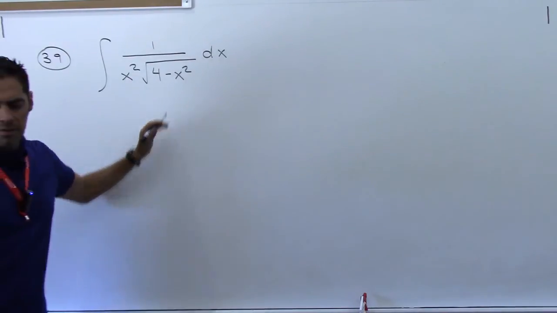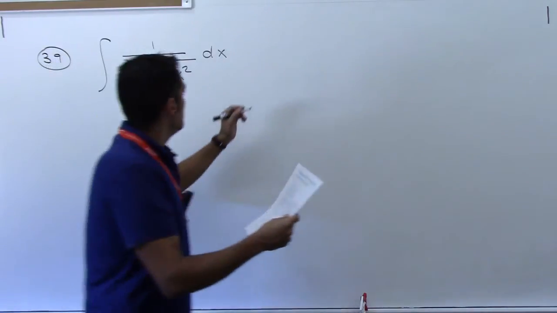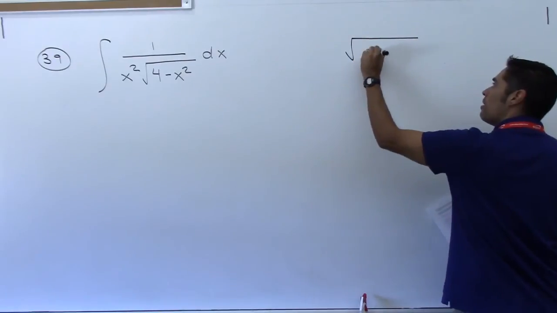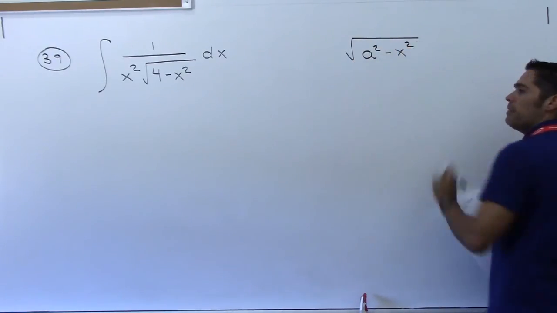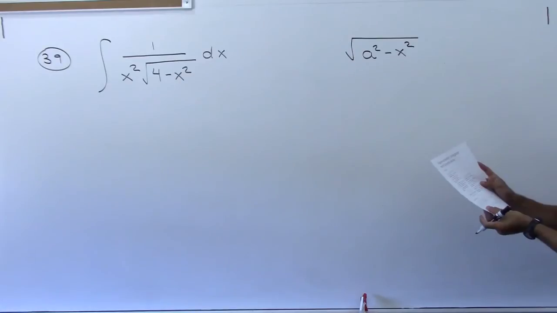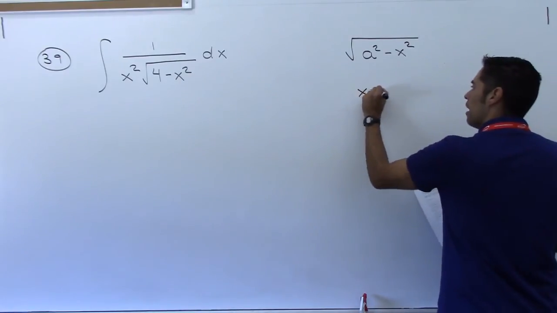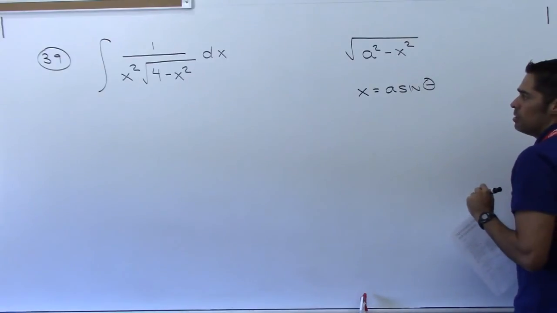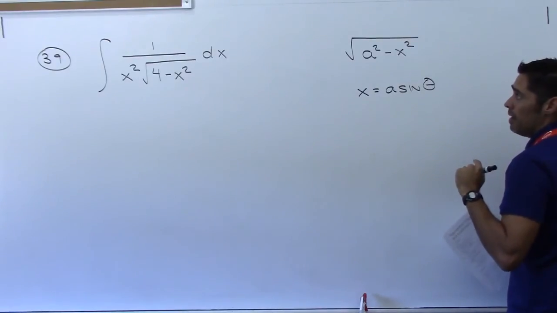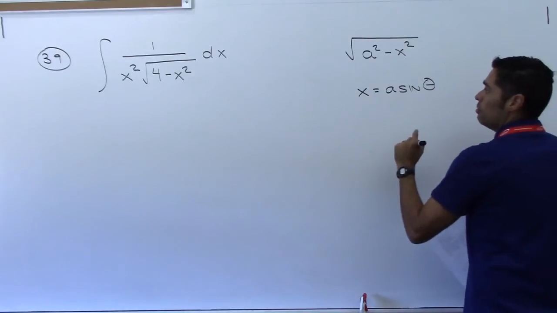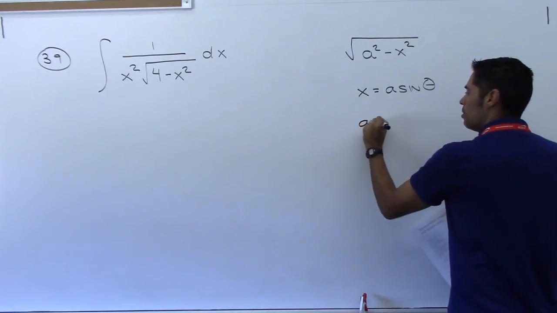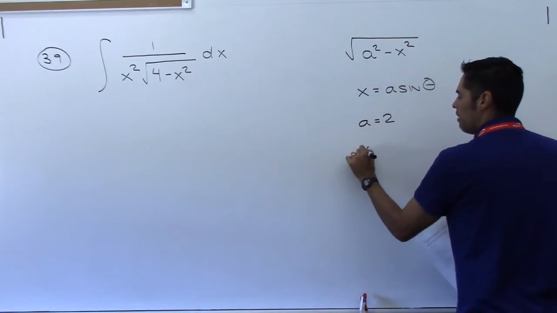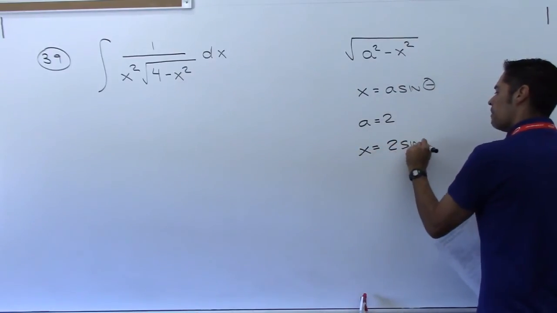So according to this, we should make a substitution. I'm using the format that looks like this: square root, what is my constant squared first, then minus my variable squared. So according to this, I should make the substitution x is equal to a sine theta, which for us in our problem, what's a? A is 2, right? So a for us is 2, and that means our x substitution is going to be 2 sine theta.